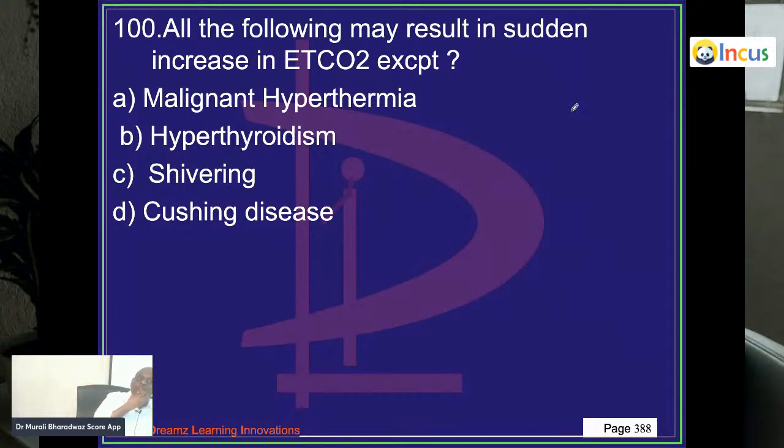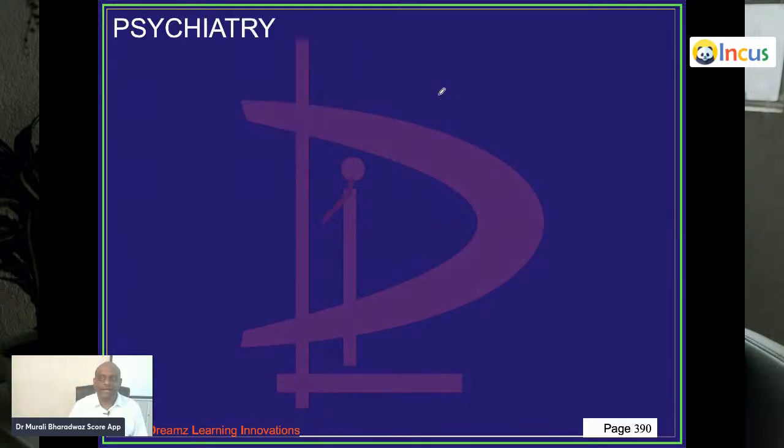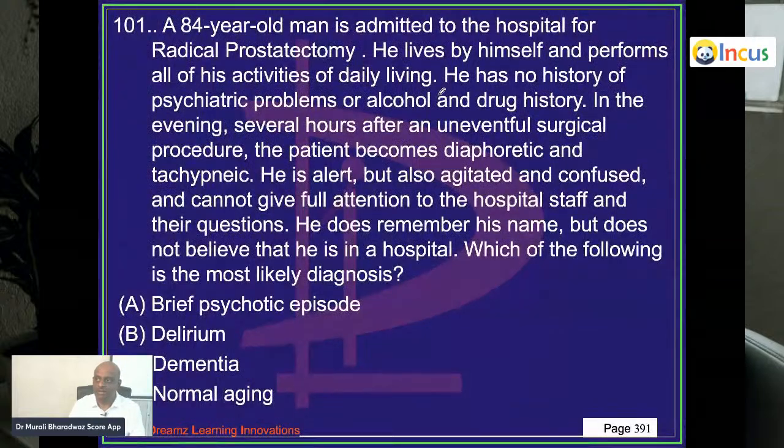What will you do if the Mallampati score is very low? How will you manage? We'll discuss that in anesthesia. So, a sudden increase in end-tidal carbon dioxide level, why will it occur during anesthesia? If there is any shivering, hyperthyroidism, or malignant hyperthermia, the end-tidal carbon dioxide will increase.